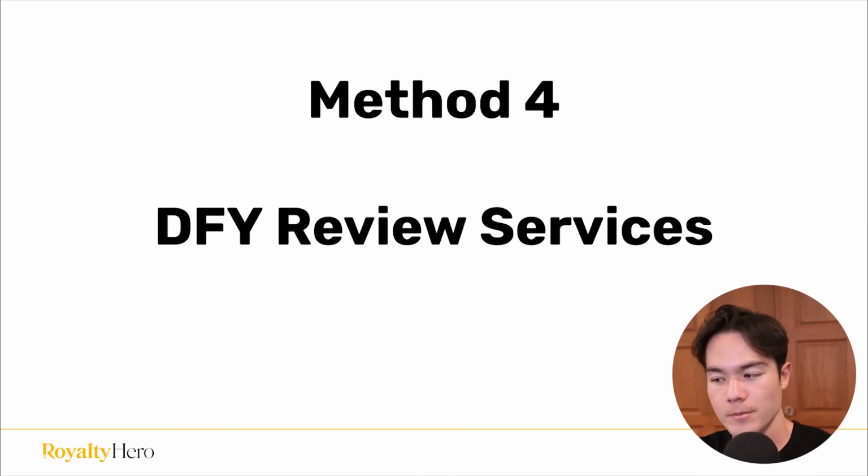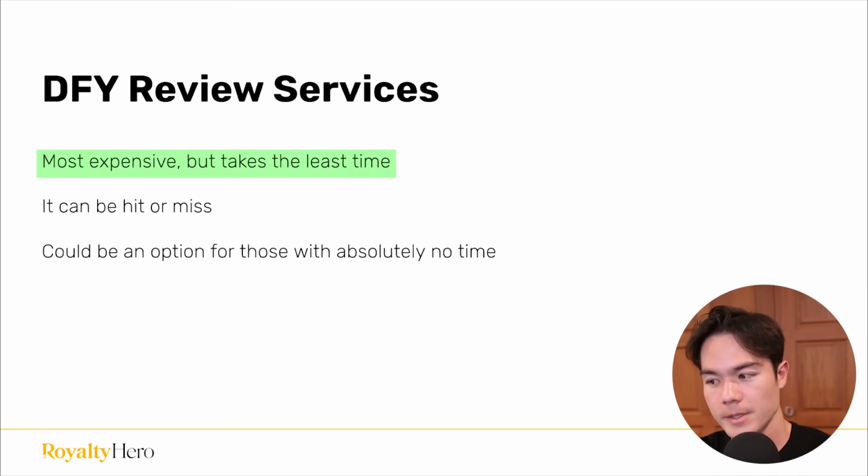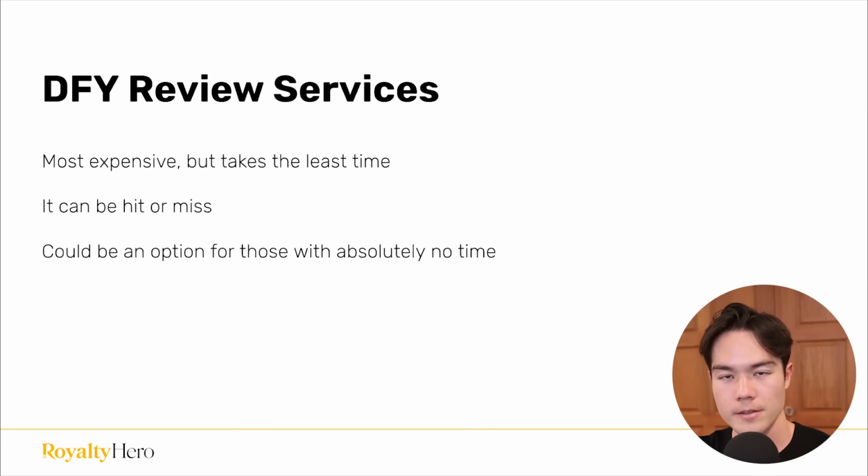So with that being said, method number 4 is done for you review services. This is by far the most expensive because it's completely done for you, right? Whenever something takes less time, it obviously will cost more money. So that's why I always say you're paying with time or money. But essentially the way this works is you pay the service and they will just get reviews for you and you don't have to do anything. So it's completely done for you.